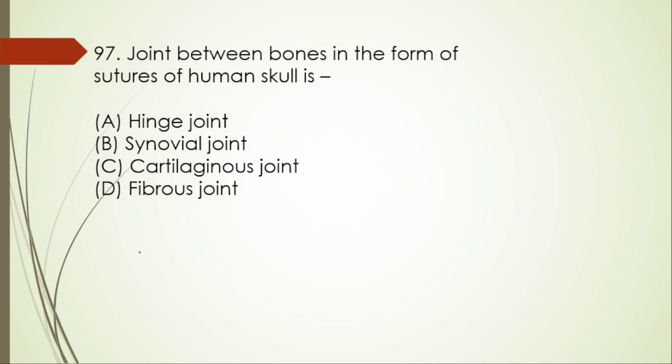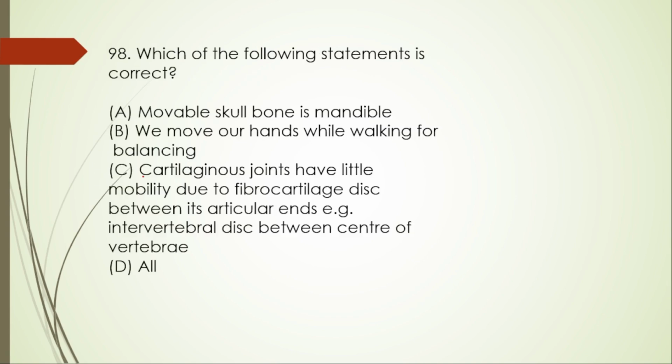97th question. Joint between the bones in the form of sutures of the human skull is A. Hinge joint, B. Synovial joint, C. Cartilaginous joints and then D. Fibrous joints. So here the right option is option D.